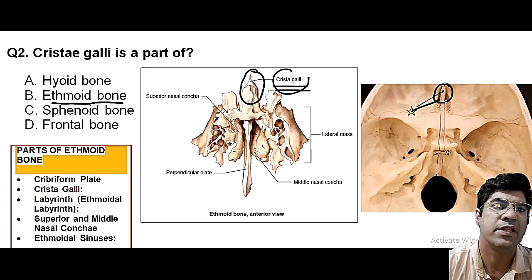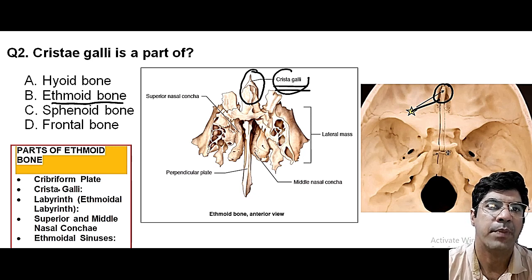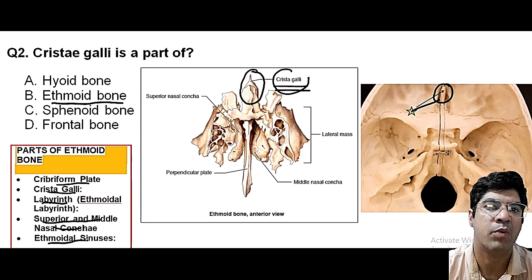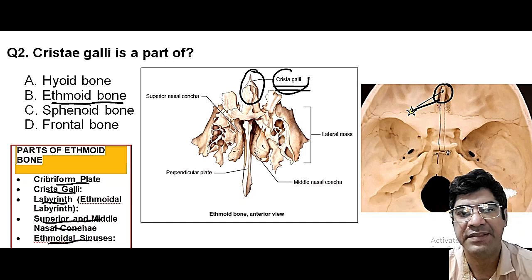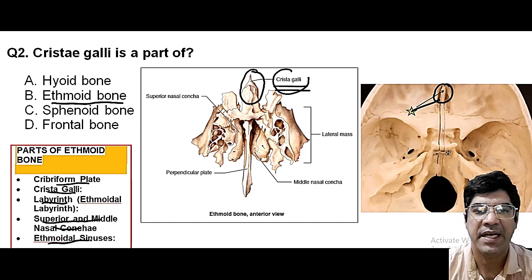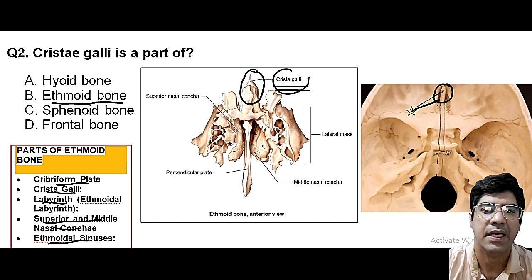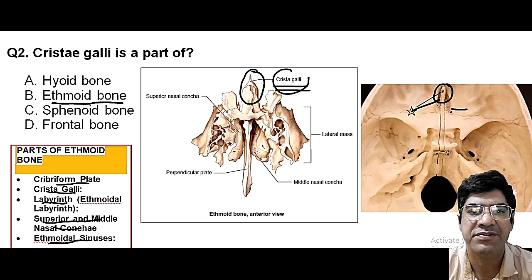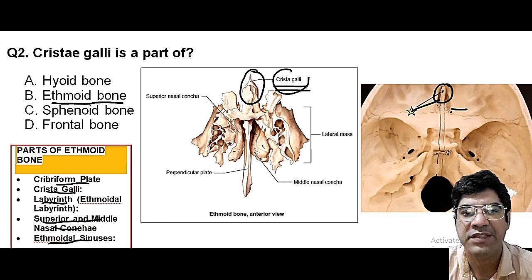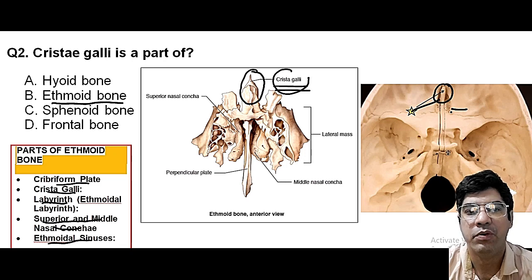Now what are the parts of the ethmoid bone that you should know? The parts of the ethmoid bone are the cribriform plate, crista galli, labyrinth, superior and middle nasal conchae, along with the ethmoid sinus. The cribriform plate is like a thin wall that separates your brain area from your nose area. It has tiny holes in it, and your sense of smell nerves go through these holes to help you smell things.